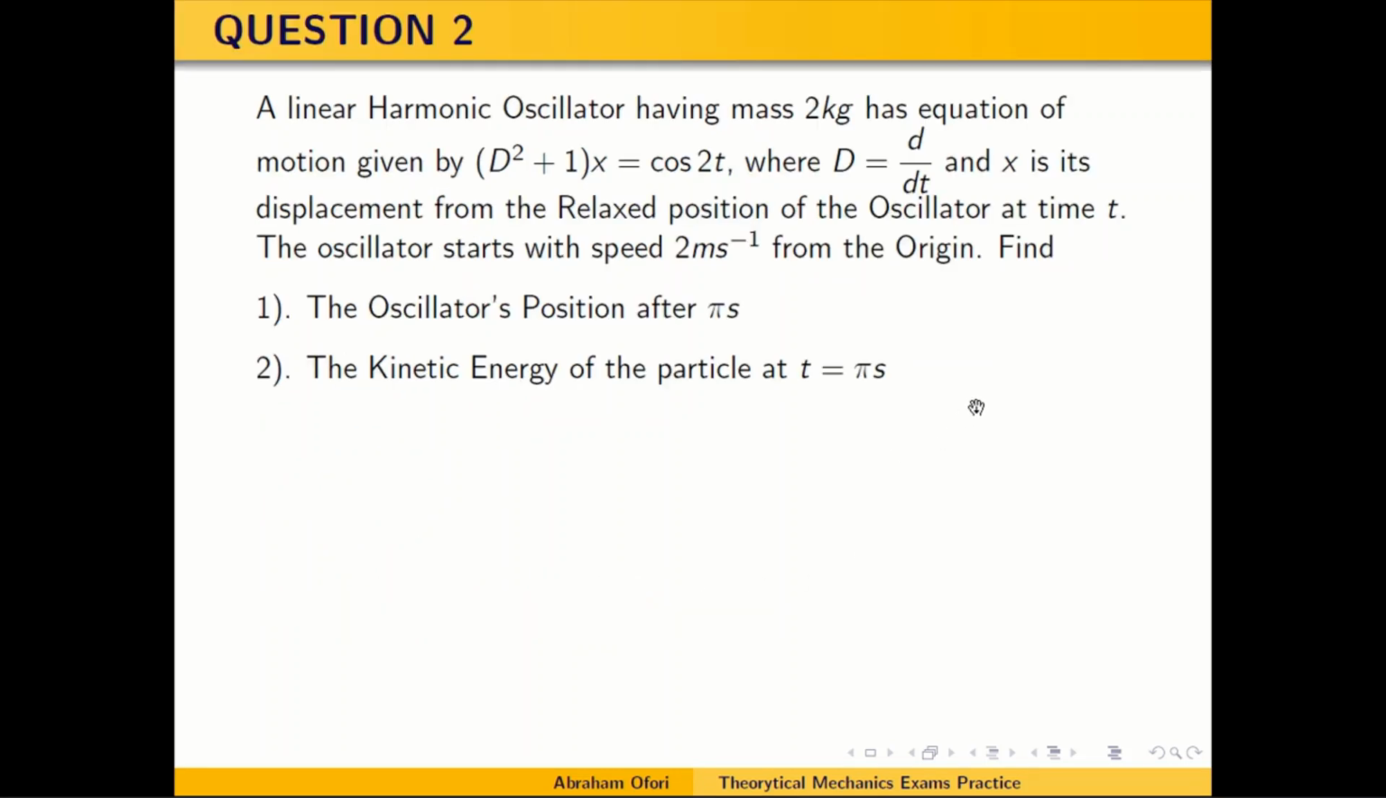Okay, so let's move on to the second question. A linear harmonic oscillator having mass 2 kg has equation of motion given by (D squared plus 1) x equals cos 2t, where D equals d/dt and x is its displacement from the relaxed position of the oscillator at time t. So the oscillator starts with speed 2 meters per second and from the origin. Find the oscillator's position after pi seconds and the kinetic energy of the particle at t equals pi seconds.